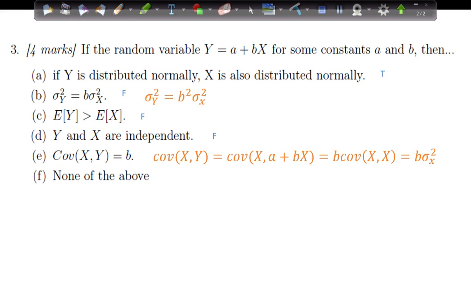Next, we only have the covariance of x and bx. Taking b out of the covariance form, we have b times the covariance of x with itself, which is just the variance. Hence, the covariance of x and y is equal to b times the variance of x. Therefore, E is false. Then, we are left with A as the correct answer. This is how we do question 3.